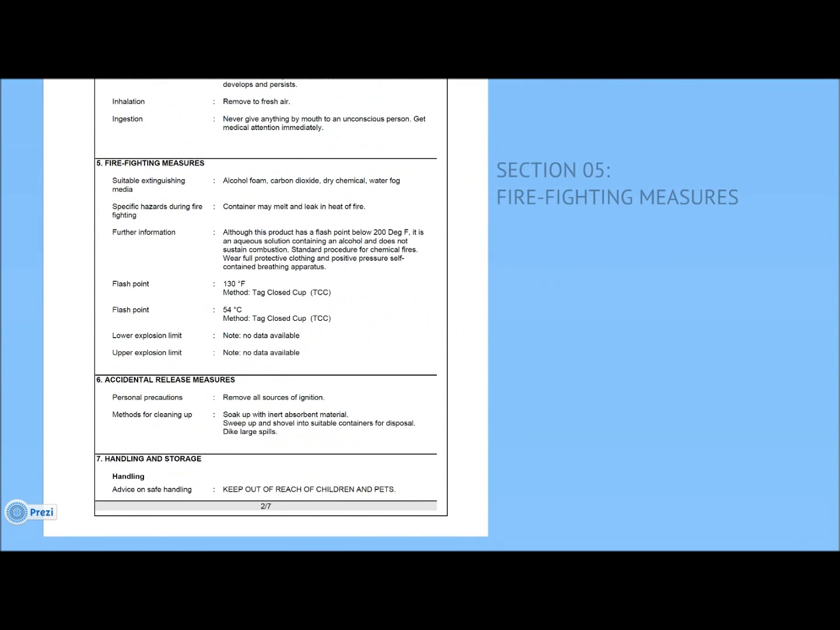Section 5, Firefighting Measures. Here you will see a list of suitable extinguishing techniques, equipment that is recommended, and chemical hazards from the fire. Here you will also find advice on specific hazards that develop from the chemicals during the fire, such as any hazardous combustion products that are created when the chemical burns. You will also see recommendations on special protective equipment or precautions that firefighters should utilize.